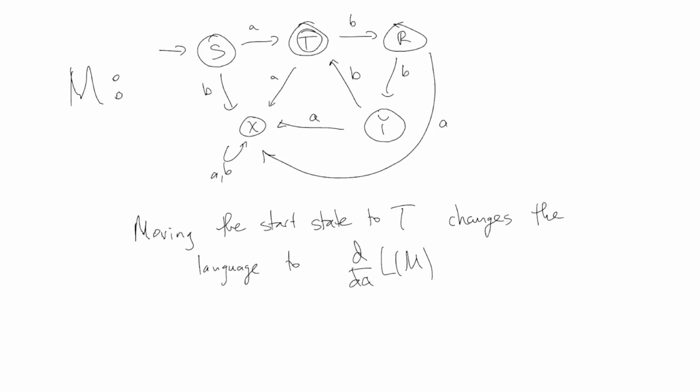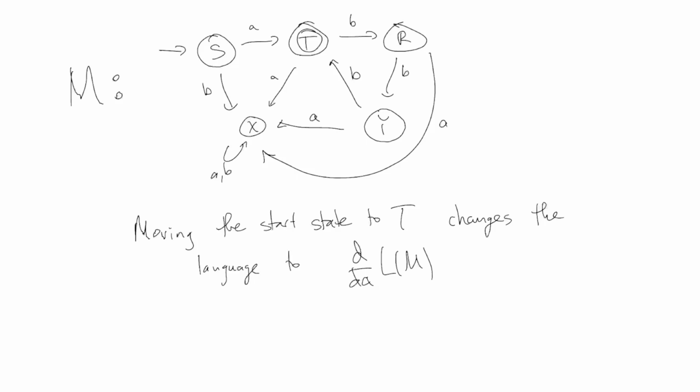If you change the starting state to T, it changes the language to that. That's because whatever used to be accepted went through this edge first, and now if you move the starting state, you just don't have to do that first A anymore. And so all the strings which will be accepted, they're the same strings, only they no longer had that A at the beginning. All right.